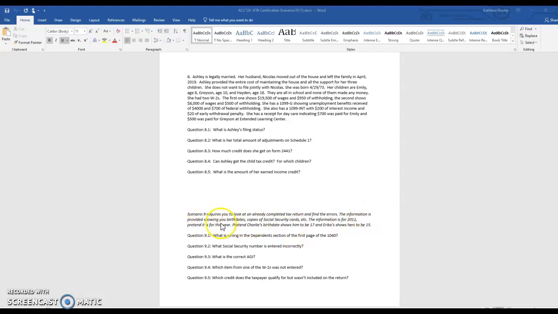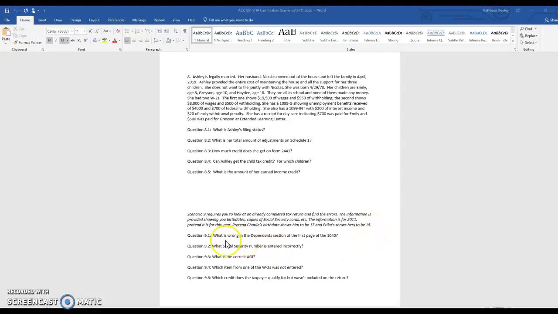The information is providing you showing birth dates, copy of Social Security cards, etc. The information says it's for 2011, but pretend it's for this tax year. Pretend Charlie's birthday shows him to be 17 and Erica's shows her to be 15. So even though they show the birth dates for the two kids, just ignore what's on that information. So I have no way to fix it. Just pretend Charlie's 17 and Erica's 15.